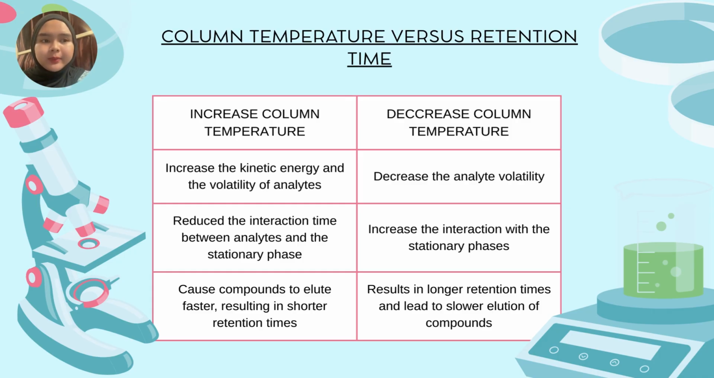And secondly, what will happen when we decrease the column temperature? So of course, it will decrease the analyte volatility and increase the interaction with the stationary phase and result in longer retention time and lead to slower elution of the compounds. That's why when we run at 70 Celsius, it elutes at 6 minutes. Meanwhile, when we run at 100 Celsius, they elute at 3.29 minutes and so on. So it shows the different times when we turn the temperature up and slow down the temperature.